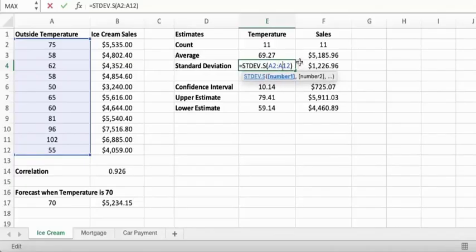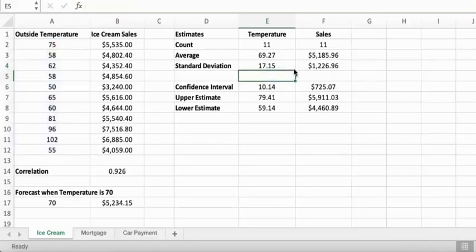And since this is a sample of temperatures, I use this STDEV.S function. If I had the entire population, so if I had every single day that I've been open for business, and all of the temperatures for those days, then that would be my population, and I would use the STDEV.P function to calculate the standard deviation for that. So I have my standard deviation for my temperature and my standard deviation for my sales. Again, this is an estimate of what the standard deviation for the population would be, because I don't have the entire population here. I'm just making estimates from my sample data.